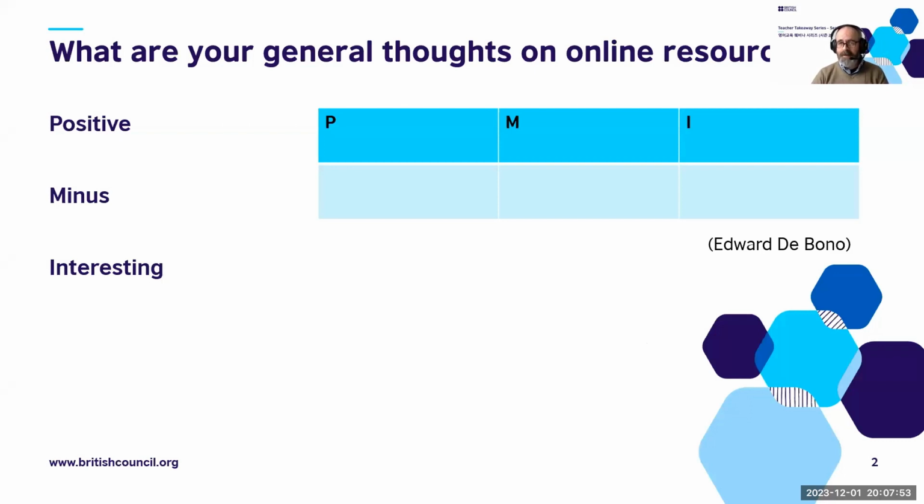Lack of instruction. Yep. Tech problems. Yes, I've met many of those. Less guidance. Unreliable. Fantastic. Distractive. That's an interesting one. Abstract. Yep. Okay, great. So we have some minuses. And what about I? Anything interesting? Anything else you'd like to add about online resources that you'd like to share?